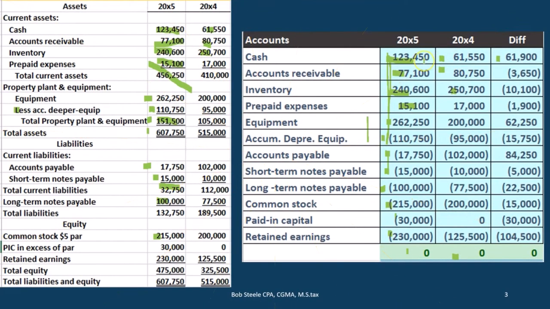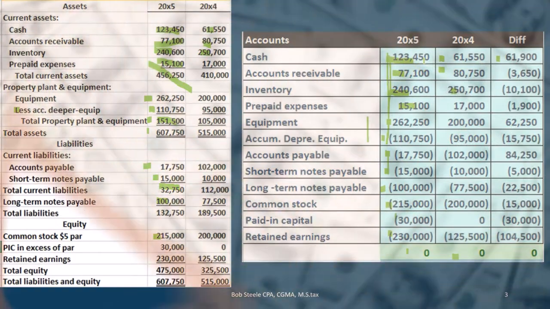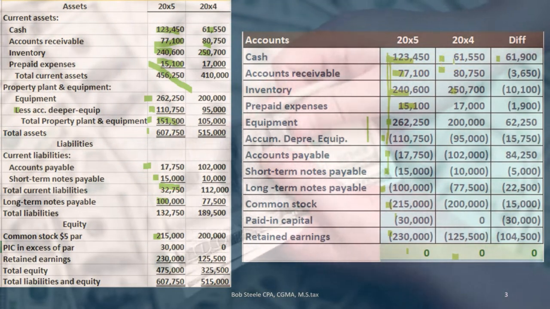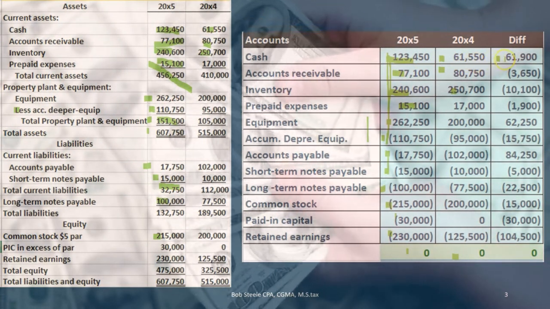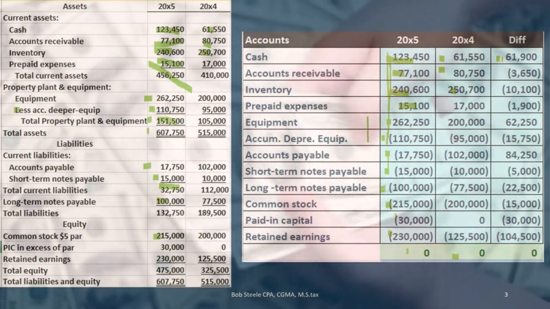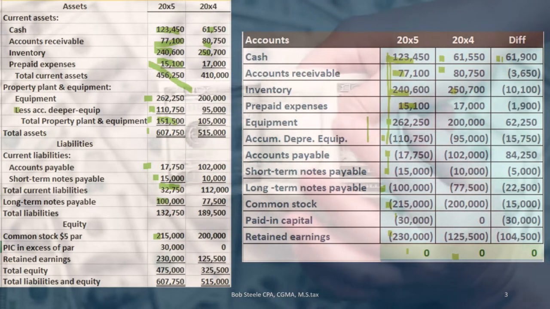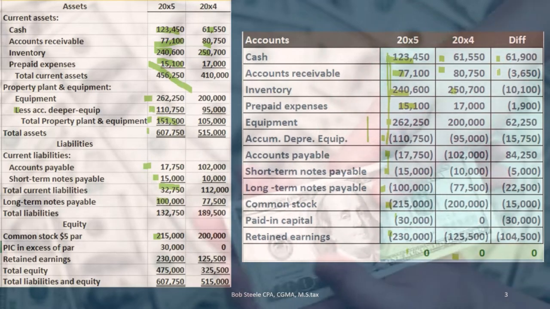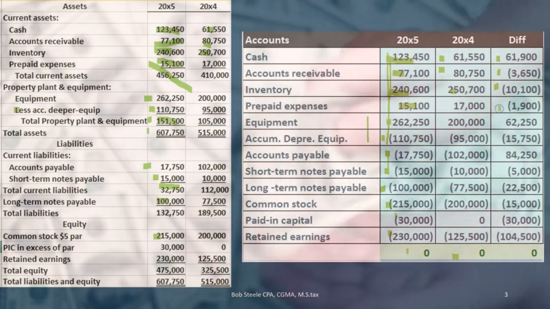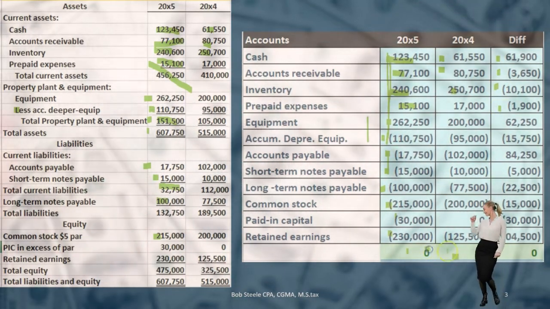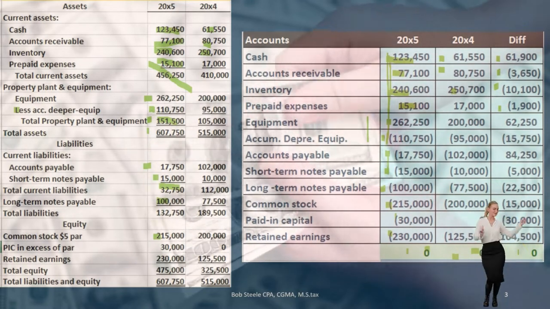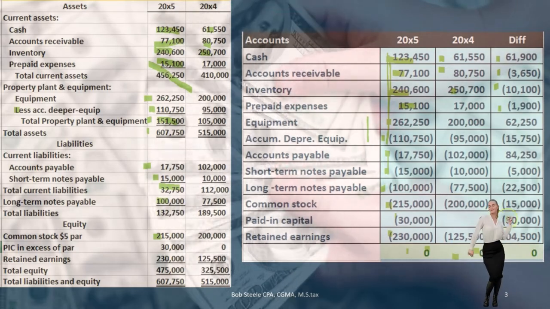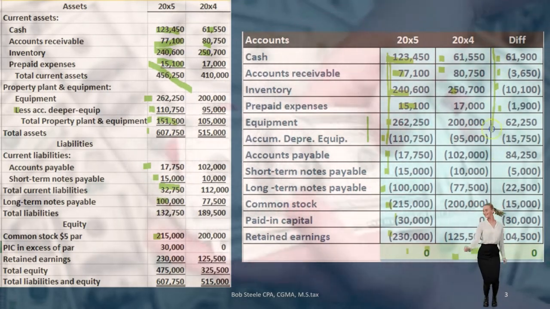So 2000X5 is 123,450 minus 2000X4, 61,550 means there's a change, a difference of 61,900. We'll do that all the way down. We'll take the change all the way down between these amounts. And if this adds up to zero and this adds up to zero, and then we took the change of all those, then that must add up to zero. And that's what we'll be working with. So now we're going to be working with this.